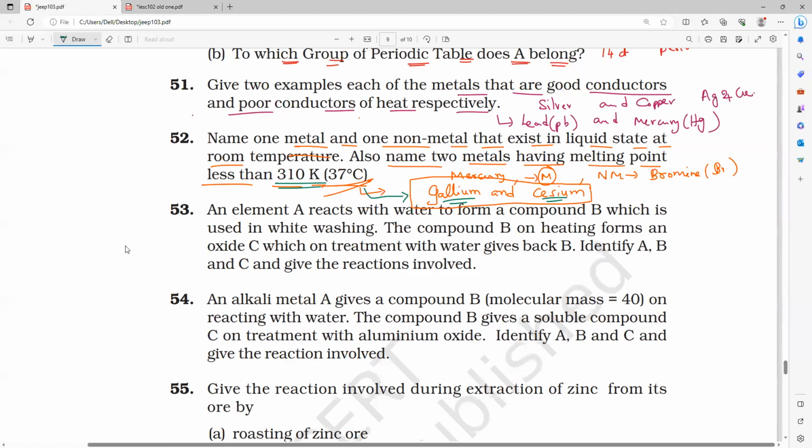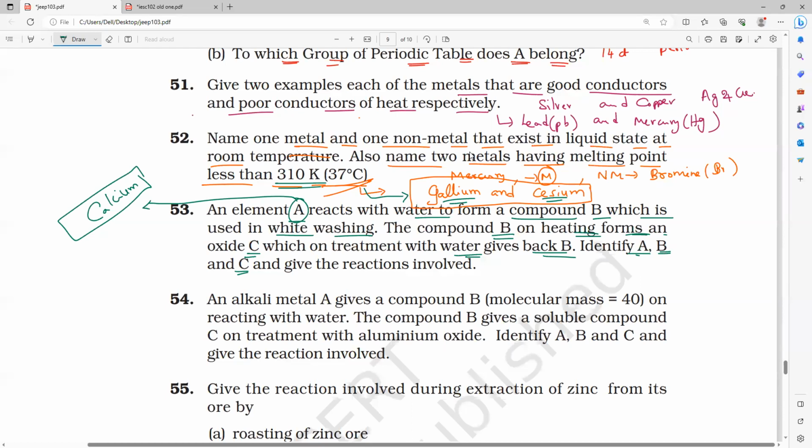Next, an element A reacts with water to form a compound B, which is used in whitewashing. Whitewashing means by this time we understand what that element is. How many times have we studied whitewashing? Definitely it is calcium. The compound B on heating forms an oxide C, which on treatment with water gives back B. This is a chapter 1 question. Identify A, B, and C and give the reactions involved.